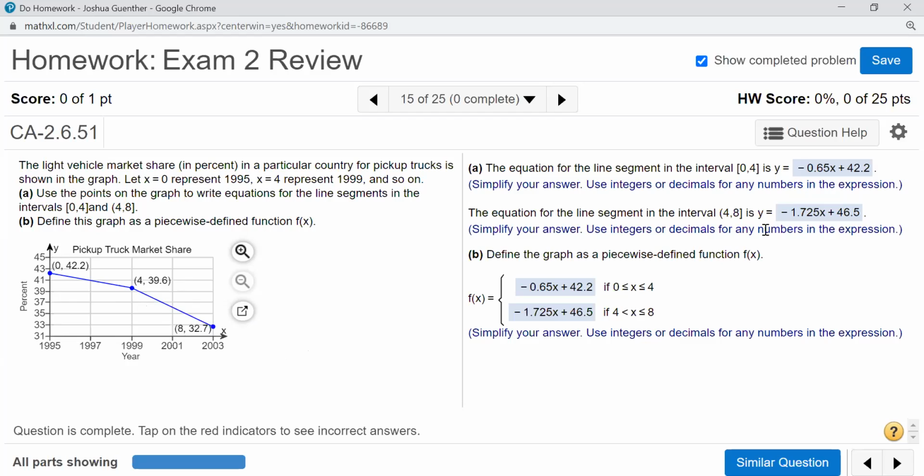And so they would end up getting this. And all you have to do to make it a piecewise function is to say that in this first interval here, this is the equation of the line, negative 0.65x plus 42.2. In the next interval here between 4 and 8, this is the equation of the line, negative 1.725x plus 46.5. And so that's kind of what we end up with.